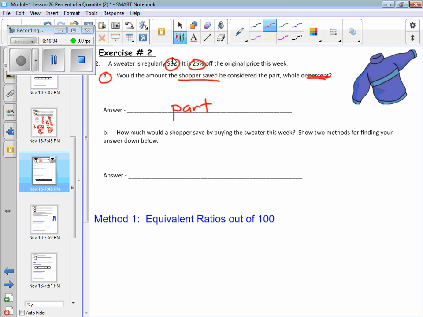So we now know that we're saving a part. We don't know how much that part is. That's what they're going to ask us to figure out. But since we're trying to find the part, when we set up our ratio template, that's going to be the piece that's missing in the second ratio. All right, let's continue. Now they ask us in B, how much are we going to save? In other words, they're asking you, what is this part worth? We're going to do it using TRF.